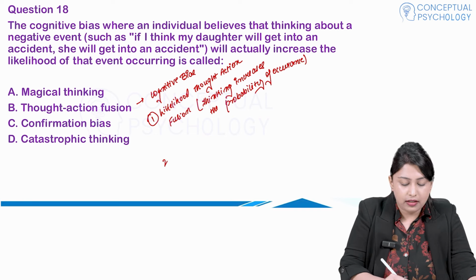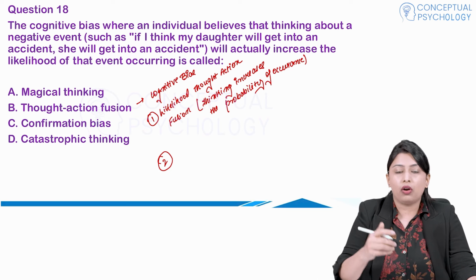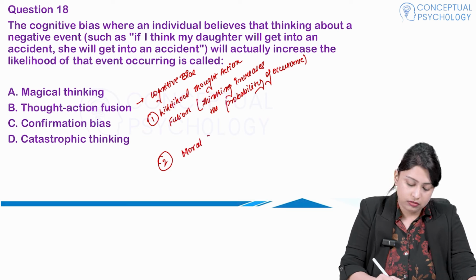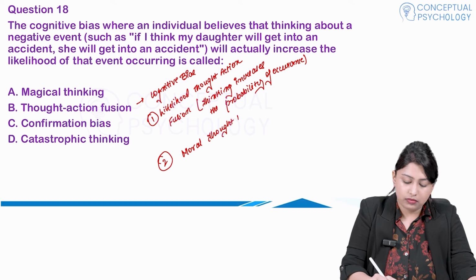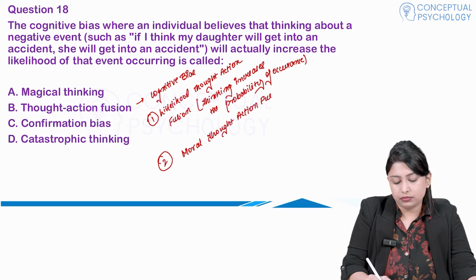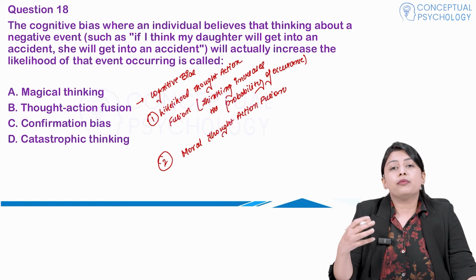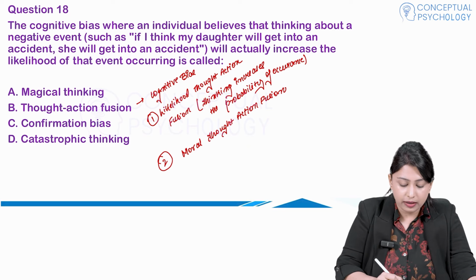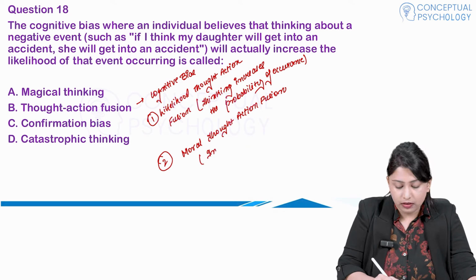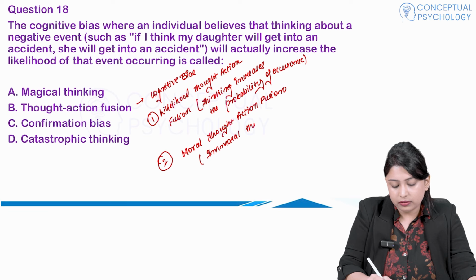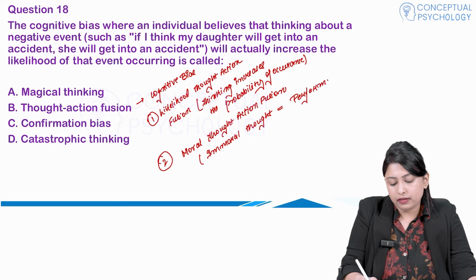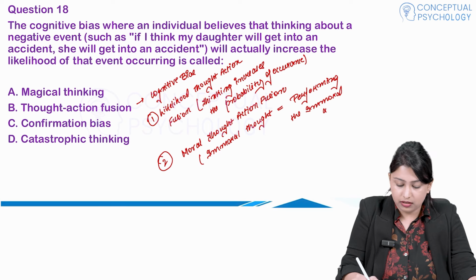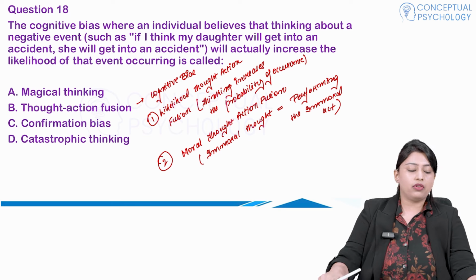That is the first kind. The second is the moral thought action fusion. Here, a person believes that having an immoral thought is equivalent to performing the immoral act. If you have an immoral thought, it is equal to performing the immoral act. So these are the two kinds of thought action fusion.